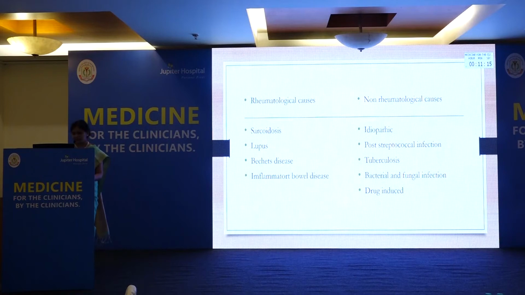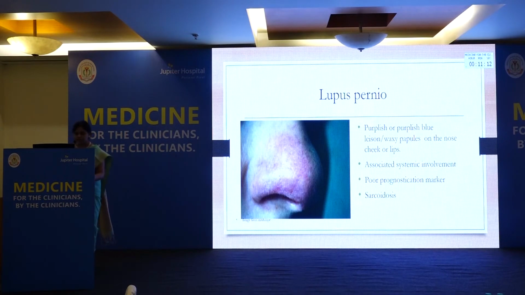So if we are talking about sarcoidosis, this is another kind of rash. This is called lupus pernio. So this is seen in sarcoidosis, not in lupus. This is a purplish or purplish-blue lesion. This is a waxy papule which is seen on the nose, cheek or lips. And whenever we find a lupus pernio kind of rash in sarcoidosis, we must investigate the person for systemic involvement like chest involvement or neurological involvement. Hence, this kind of rash is considered a poor prognostic marker in cases like sarcoidosis.